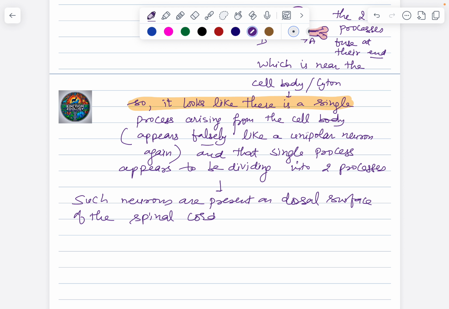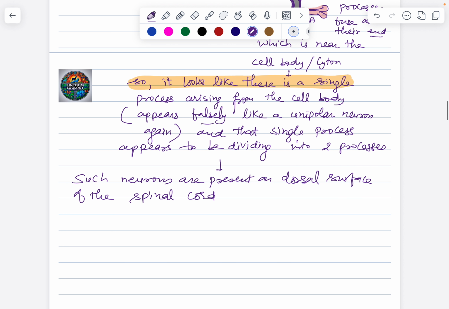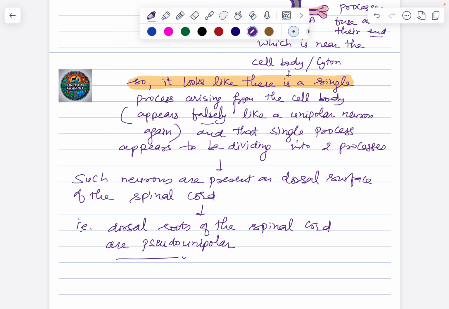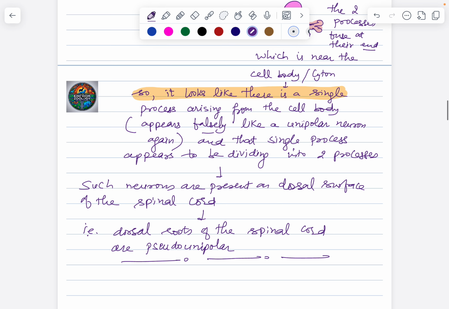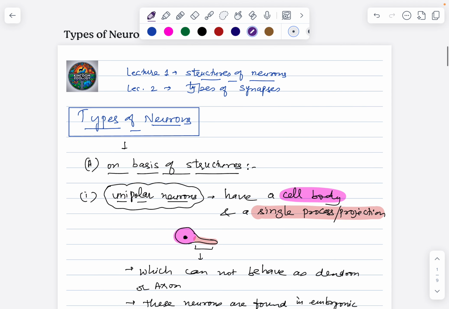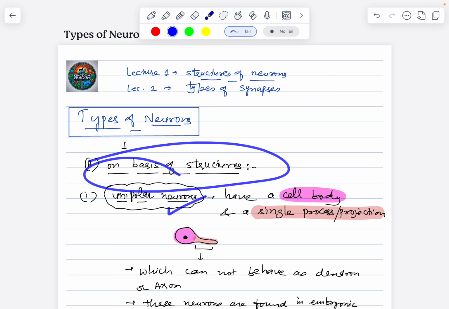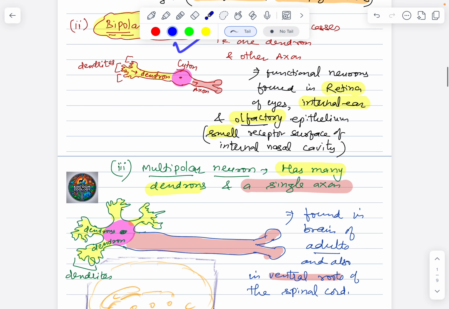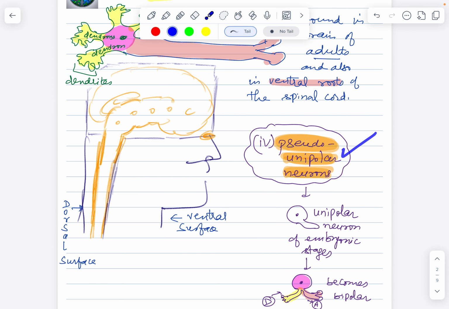And as I just told you, all the neurons on the ventral surface of the spinal cord are called ventral roots. Similarly, all the neurons found on the dorsal surface of the spinal cord are called dorsal roots. So I can write it down like this also, that the dorsal roots of the spinal cord are pseudo unipolar. So this, guys, was the end of neurons on the basis of their structures: unipolar, bipolar, multipolar, and pseudo unipolar.